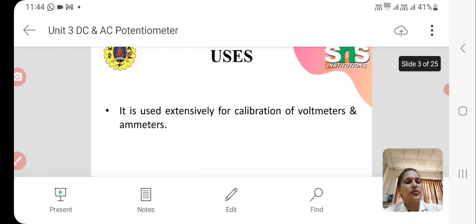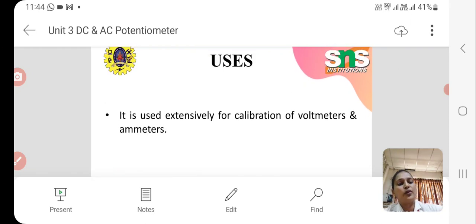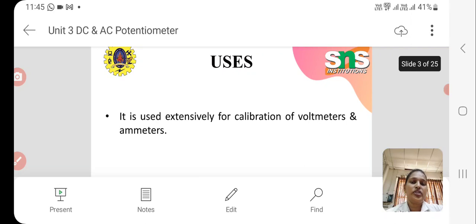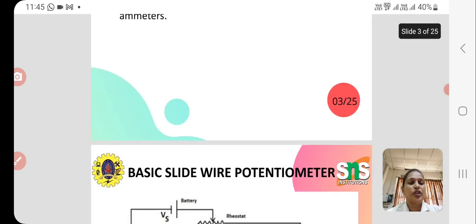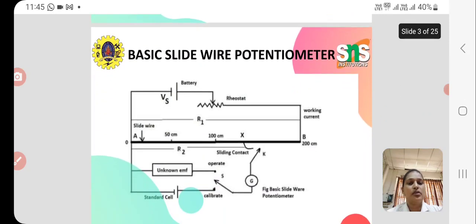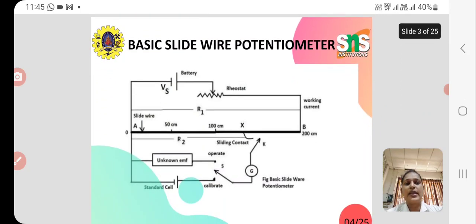Now let's see the uses of potentiometers. They are used extensively for calibration of voltmeters and ammeters. These potentiometers are widely used for calibrating purposes, as secondary standards for calibrating voltmeters and ammeters. In voltmeters and ammeters we have certain coils which consume some voltage during operation. Those unknown voltage drops are measured using potentiometers because they give very accurate results.